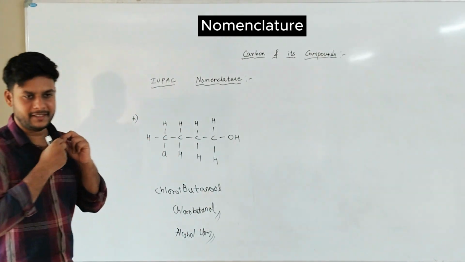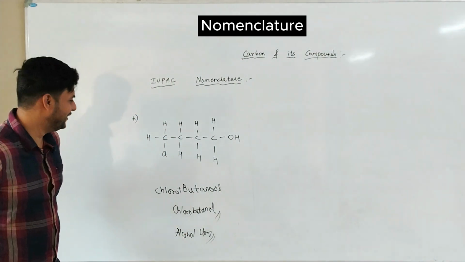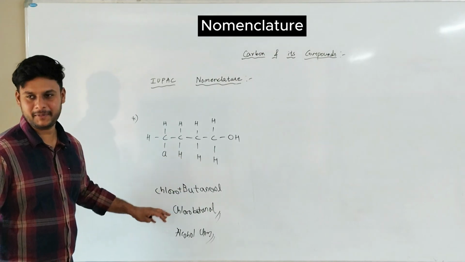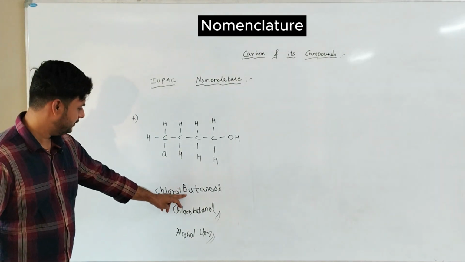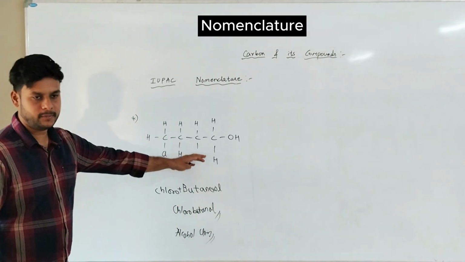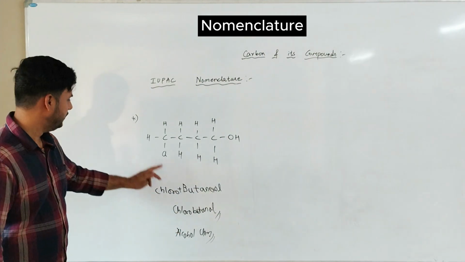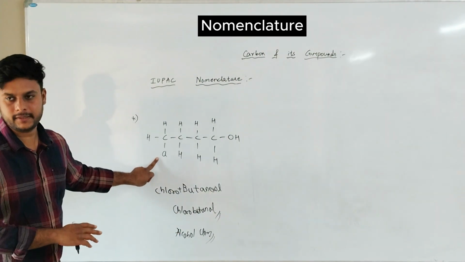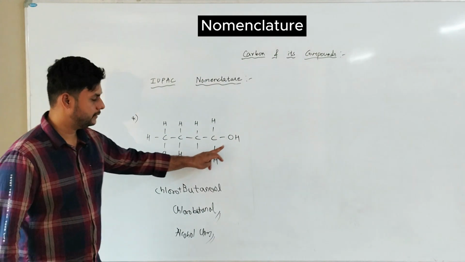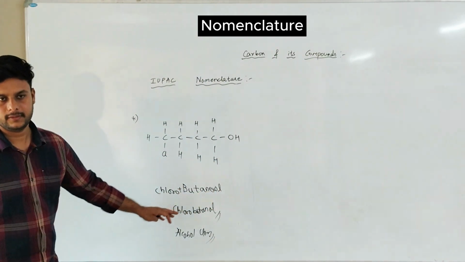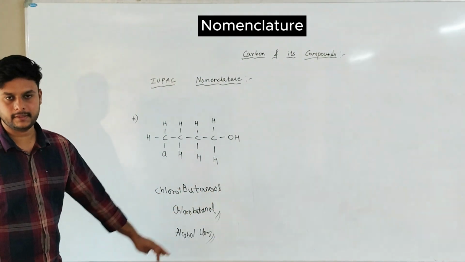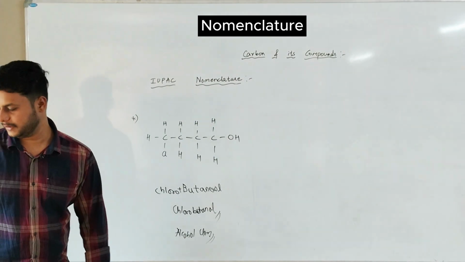Okay, recorded. So how many carbons are there? 4 carbons are there. But. Next, all are single bonded, so it is butane. And I have only one prefix, chloro, and I have one suffix, OH, OL. So it is chlorobutanol. It comes under what? Alcohol class.